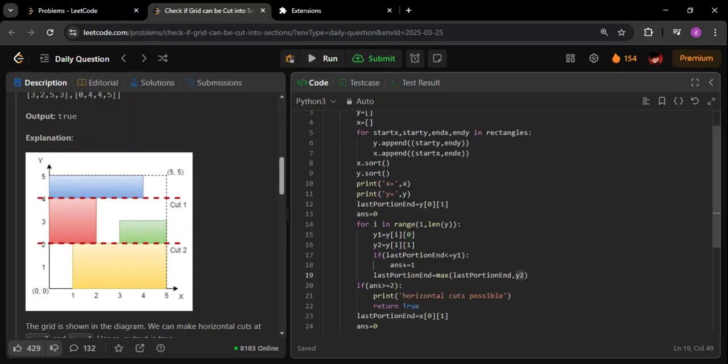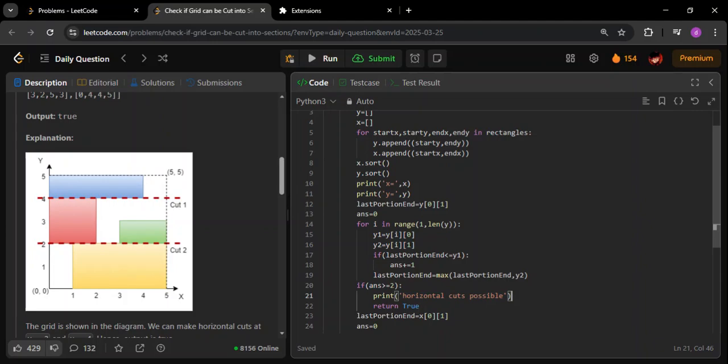Okay, that's why the way I have done it is, last portion is equal to max of the previous last portion comma the current y2. Okay, simple as that. So this code will keep continuing till the loop ends. At last, we are incrementing the answer, right? Answer is 0 initially, so we are just seeing whether answer is greater than or equal to 2 or not. If it is so, we can say that, yeah, horizontal cut is possible.